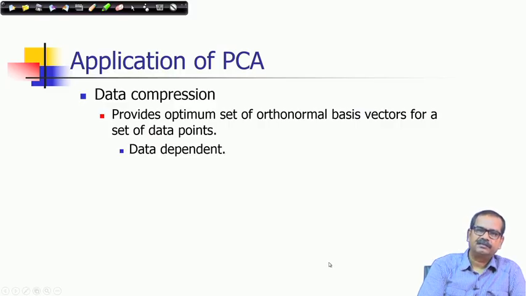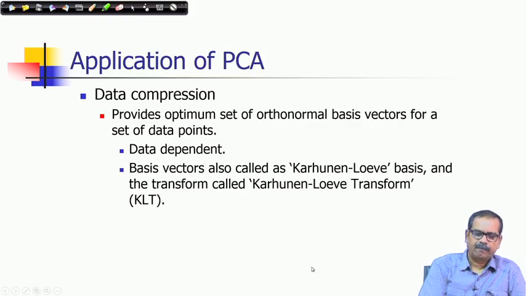But it is data dependent, that is one issue here. For every set of data points you need to perform this analysis and compute a new set of orthonormal basis vectors, which is not very convenient from the point of view of data compression, because along with the compressed data you also have to convey this information about the orthonormal basis vectors, which is an overhead. However, these basis vectors are called the Karhunen-Loeve basis, or the transform is called the Karhunen-Loeve transform, which is an optimal representation of data, as I mentioned.